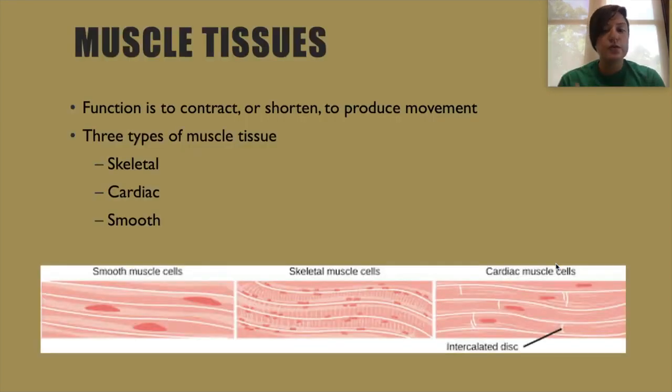So for these muscle tissue types, or excuse me, the next type of tissue is muscle tissue. And the function is to contract, shorten, or to produce some kind of movement. You know about our skeletal muscle tissue. That's what you find in your biceps, your abs, everything that you have conscious control of. Your muscles are made up of skeletal muscle tissue.